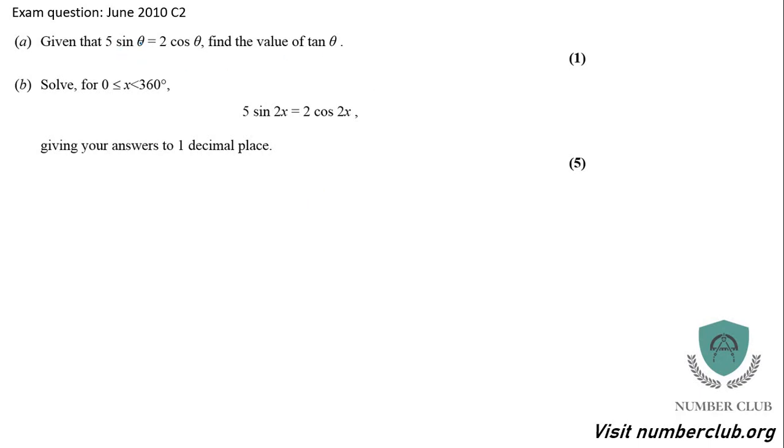So we've got, given that 5 sine theta equals 2 cos theta, find the value of tan theta. Well, this is pretty easy. You're going to get sine theta over cos theta, so we're moving that under, so we get 2/5. So tan theta equals 0.4. That'll do. Okay, there's 1 mark. What a treat, easy 1 mark.